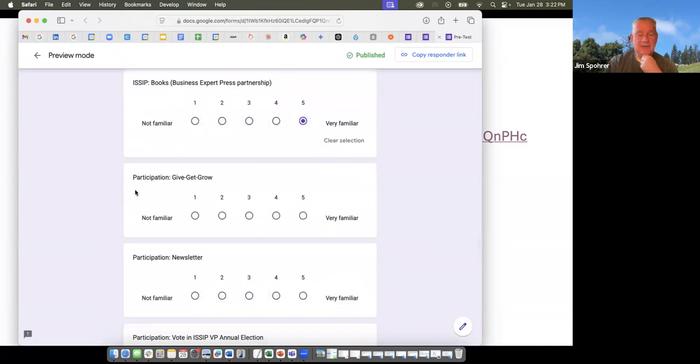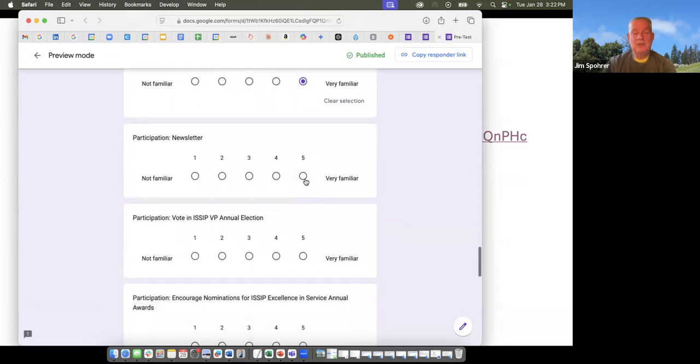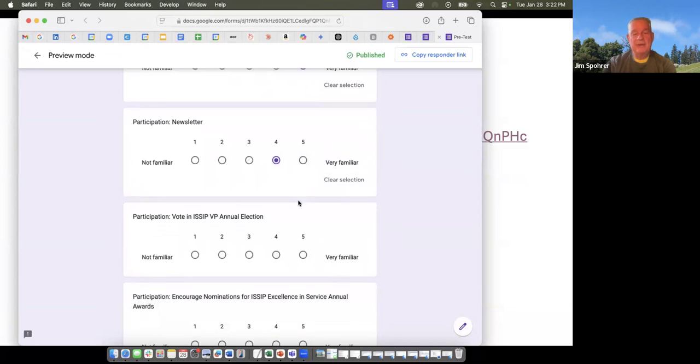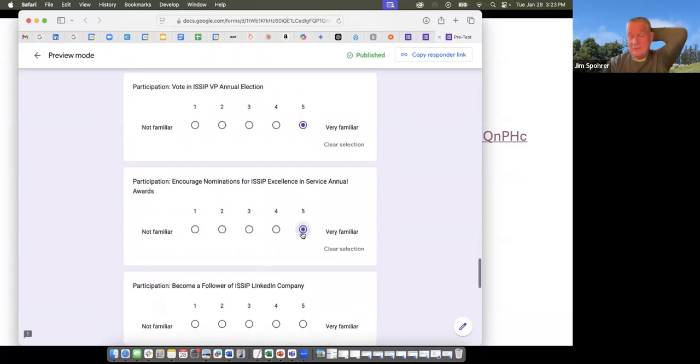The next section, section C, is about participation in ISSIP. We say the culture is a give, get, grow culture, where everybody has something to give, everybody has something to get, and we can grow our professional networks. So I'm very familiar with that. The newsletter, I'm going to put 4 because other people create the newsletter, but I find it quite interesting and I read them. This is the ISSIP annual elections. I'm very familiar with those. This is the ISSIP Excellence in Service Annual Awards. I'm very familiar with that, so I'm clicking that.